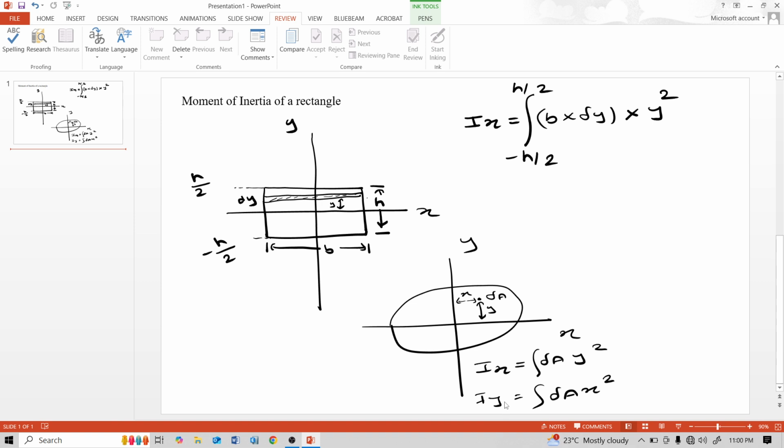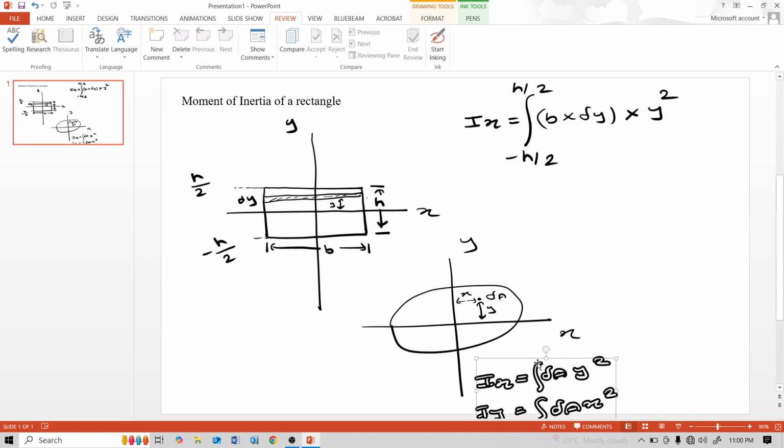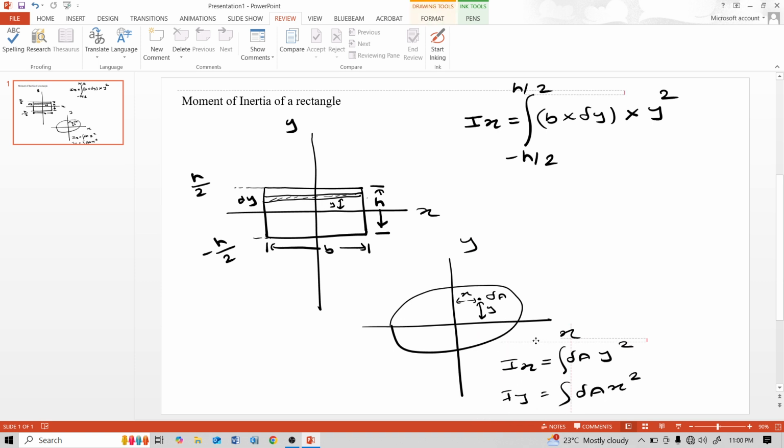Similarly, for calculation of Iy, the distance from the y-axis to delta A is x, that's why here x square. The elemental area is delta A, and we integrate over the whole body.